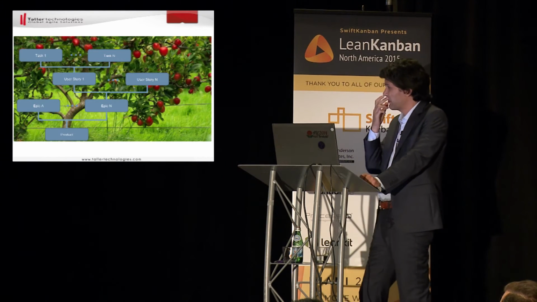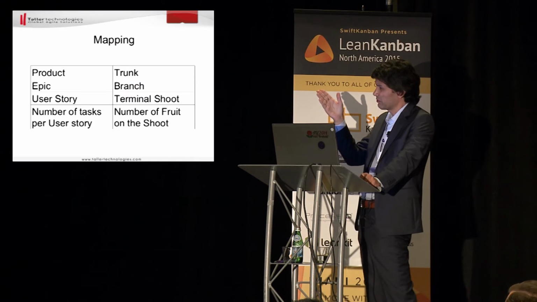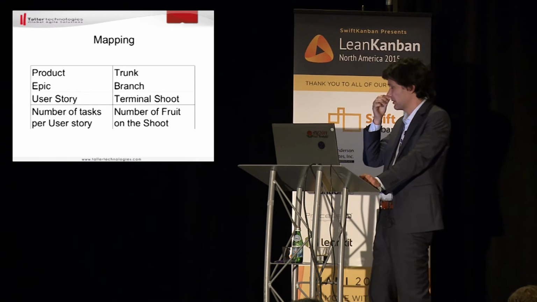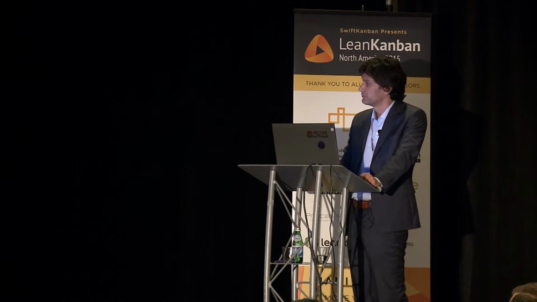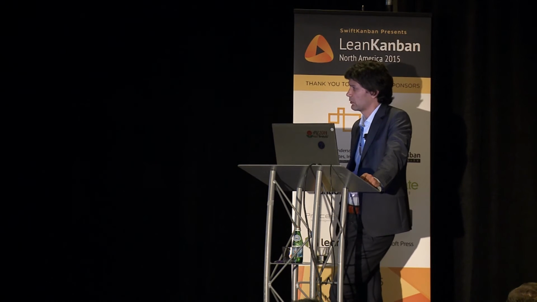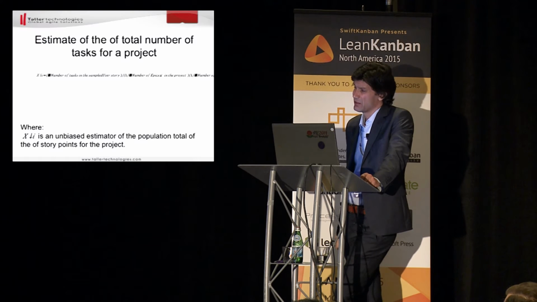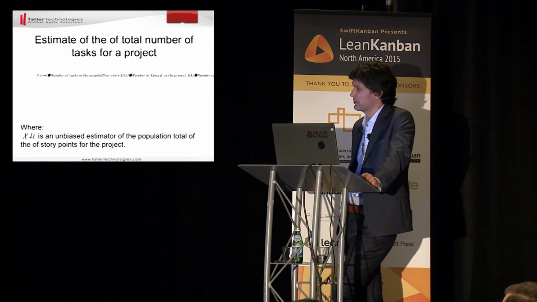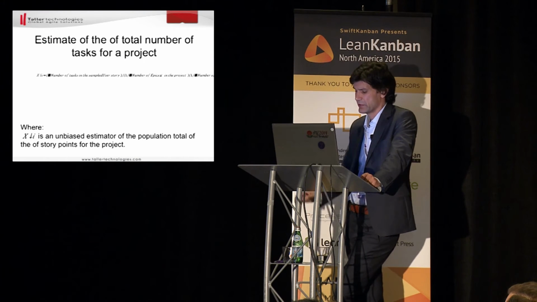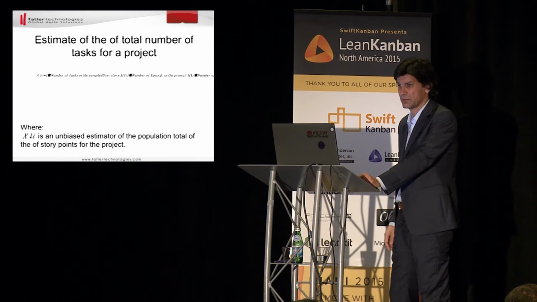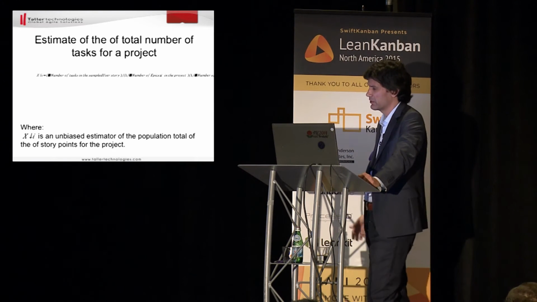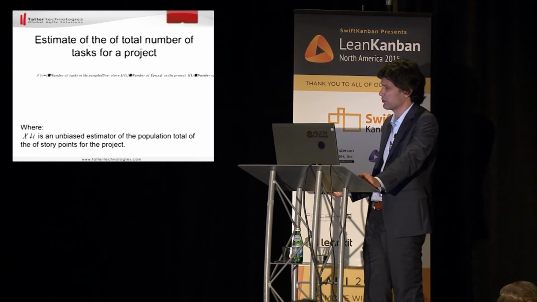And here again is the mapping. Product is the trunk, epics are the branches, and terminal shoots in this case are the tasks, which is the same structure, well, quite a bit larger, but the same branching structure. The formula is a bit different. There is no need for you to even think about how to remember the formula. It is out there on infoq.com.